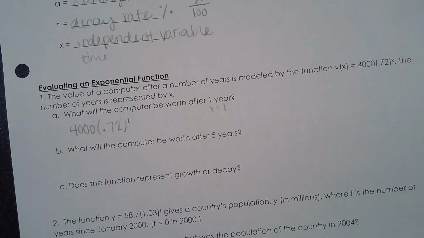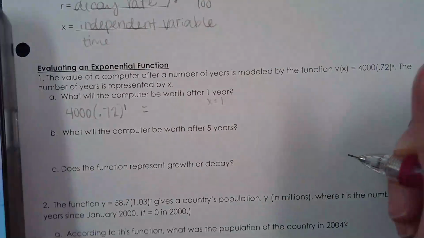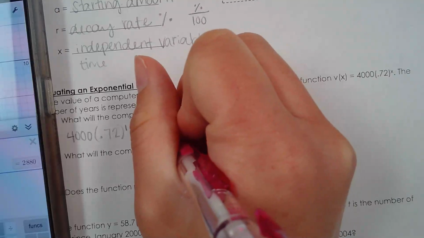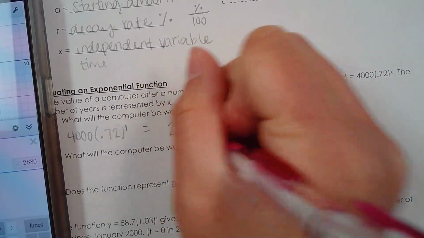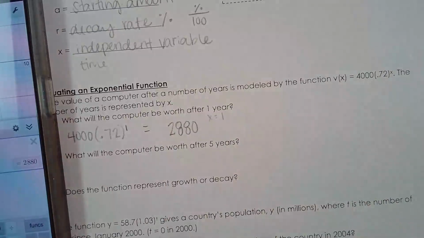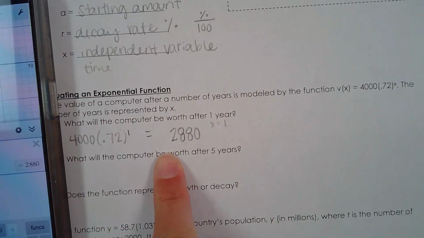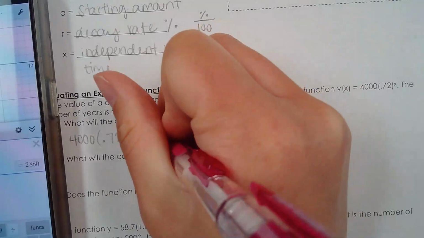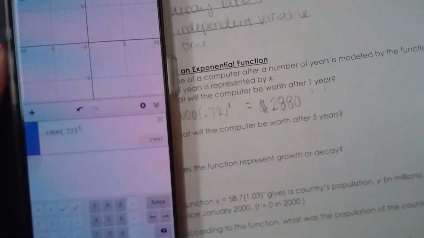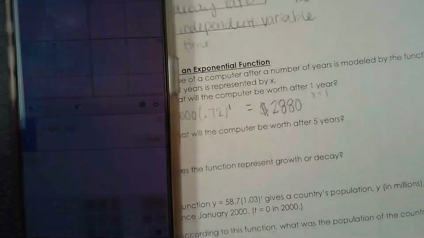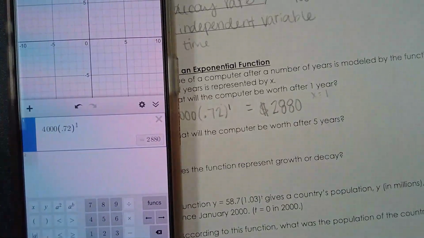Have we typed that in? Yeah? Okay, so what did we get? 2,880. And now we're talking about the value of a computer, so is this money? Right, that's what the value is. So I'm going to put a dollar sign in front of that. We don't have any decimals, so we don't have to worry about rounding on this one. We'll just put the exact answer that we got. Are we okay so far? Questions on anything right now?